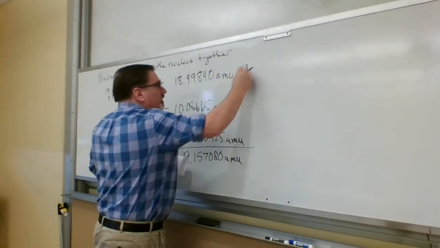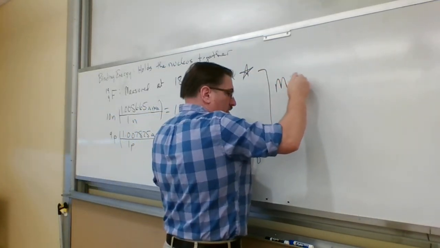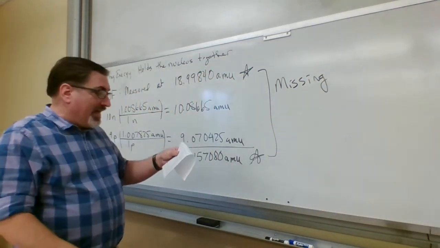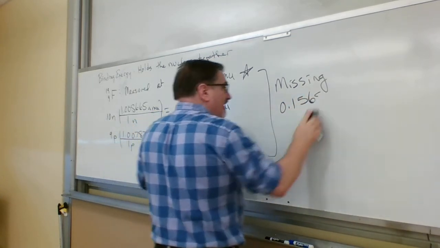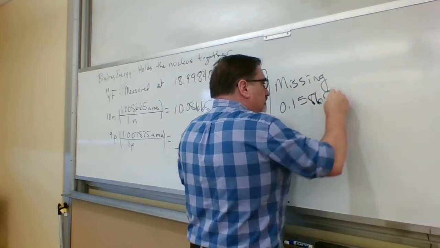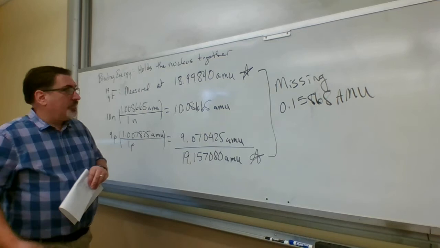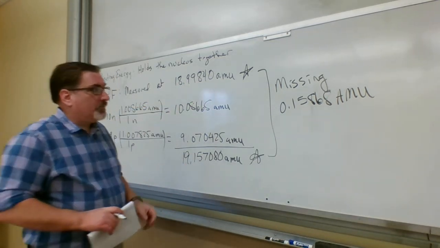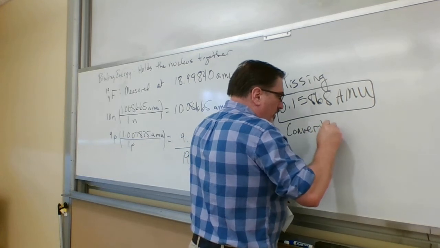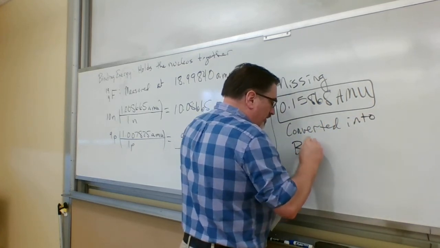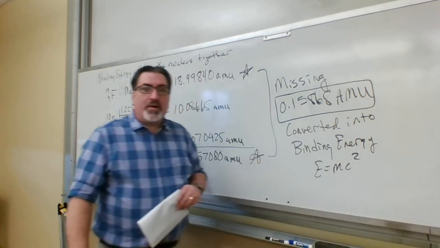So now we're comparing this number and that number. This individual atom is missing 0.15868. There's about 0.16 mass units missing from this atom. The observed mass versus the calculated mass. This mass right here is converted into binding energy, by E equals mc squared.